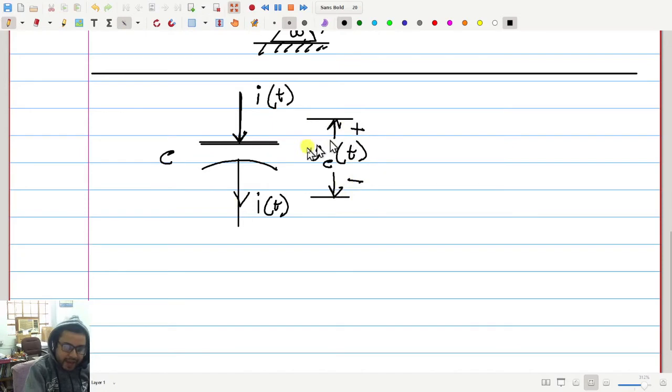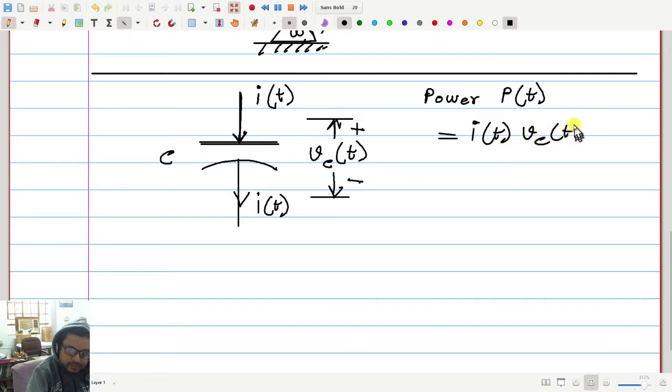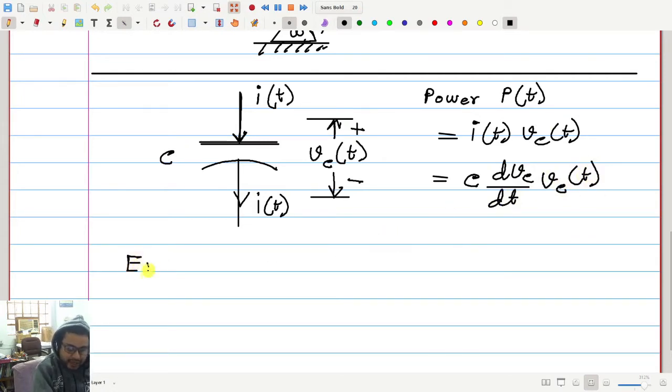Now at any particular point of time, how much power is given to this capacitor? Power at any particular moment, let me call it P(t), will be the product of current and voltage. Now this current we know is related to the voltage as C dVc/dt. Absolutely, excellent. This multiplied by Vc is the power. Now let me calculate the total energy.